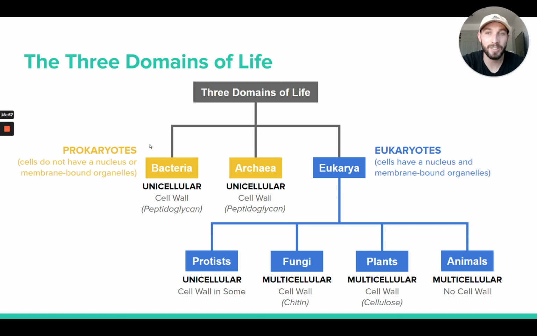Bacteria and archaea are prokaryotic organisms. I'll talk about the difference in a second. And then there's eukarya, which are all the eukaryotes. Prokaryotes do not have a nucleus. They don't have membrane-bound organelles. Eukaryotes do have a nucleus and membrane-bound organelles. Prokaryotes will always be unicellular, so these are single-celled organisms. They do have a cell wall made of peptidoglycan.